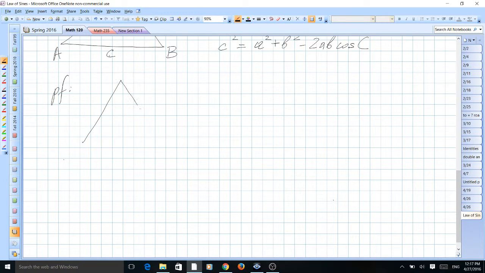I'll start with my picture of my triangle. I'll label those A, B, C. I will drop a height from the angle C to the side that's opposite, which is little c. I'll also label this particular point as point D for reference. The side that's opposite of angle B is little b. The side that's opposite of angle A is little a. This side will be labeled as x, and the side that's on the other side is c minus x.